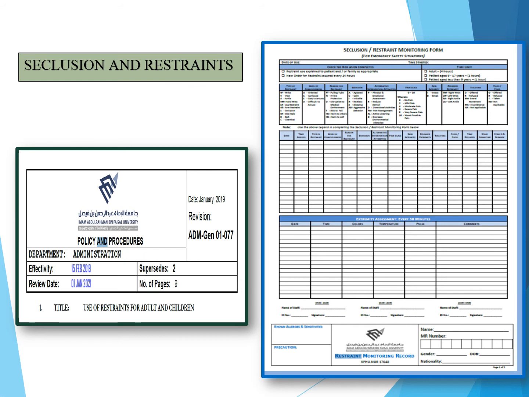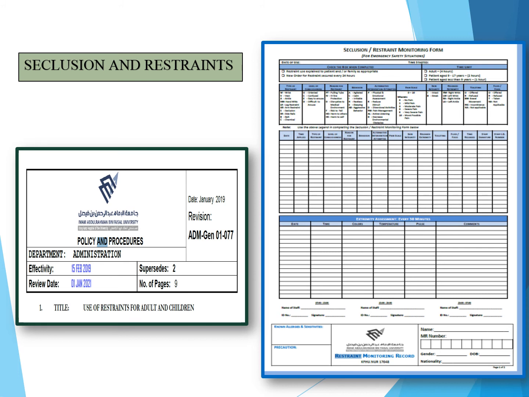The policy on the use of restraints for adults and children, ADM Gen 01-077, states that all patients have the right to be free of restraints that are either not medically necessary or that are used for purposes other than for the patient's benefit and safety.